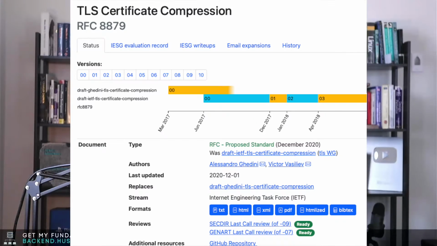And that chain is very large. It basically takes the most of the handshake, right? And as a result, of course, it takes time to transmit. And I want to talk about that portion in this episode of the Backend Engineering Show. And also mention the ongoing RFC. There is RFC 8879 that is titled TLS Certificate Compression.